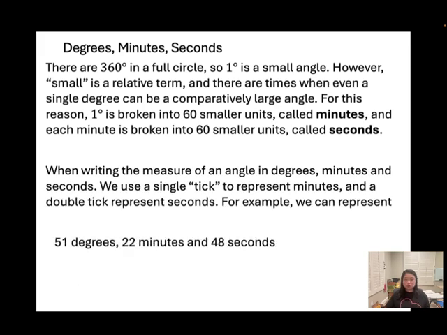So let's look at this example. We do have 51 degrees, 22 minutes, and 48 seconds. So we could write 51 degrees, 22, we use the single tick to represent the minutes, and the double tick will represent the seconds. So this is called 51 degrees, 22 minutes, and 48 seconds.